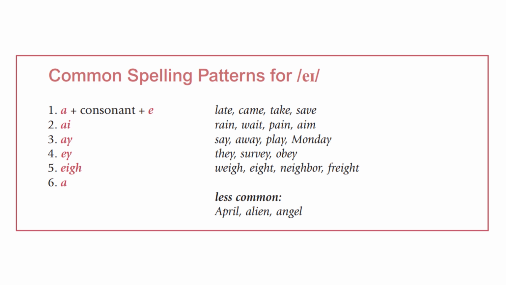The common spelling patterns for this sound are A plus consonant plus E as in late, came, take, and save, AI as in rain, wait, pain, aim, AY as in say, away, play, Monday, EY as in they, survey, obey, and EIGH as in weigh, ate, neighbor, and freight. The less common spelling also includes the letter A as in April, alien, and angel.